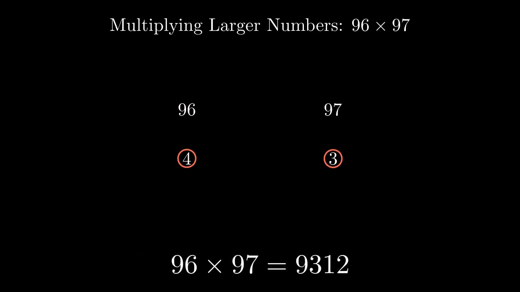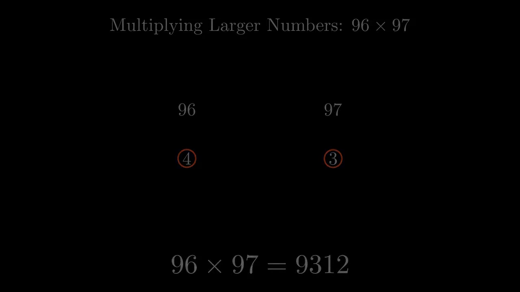That's it. No complicated carrying or multiple rows of addition. Just 2 simple steps. With a little practice, you can do these calculations in your head. You can actually race against someone using a calculator and win. While they are typing 96 times 97 equals, you're already halfway there.